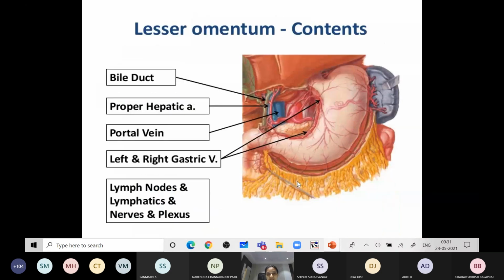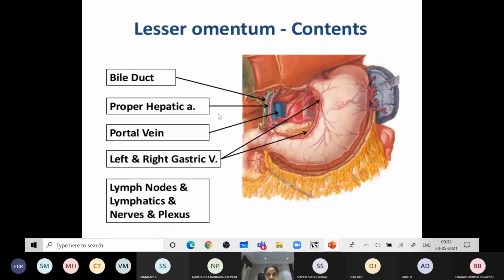Later I will explain that. Okay, the contents, already you know what are the contents in the right free margin of the lesser omentum: the common bile duct, hepatic artery, and the portal vein behind the two structures. Along the lesser curvature, we have the right and left gastric vessels and their branches which supply the lesser curvature of the stomach, and also the lymph nodes, lymphatics, nerve plexus are present in the lesser omentum. Lesser omentum may be asked as short note. That time you have to explain about what it is, what are the attachments, contents.